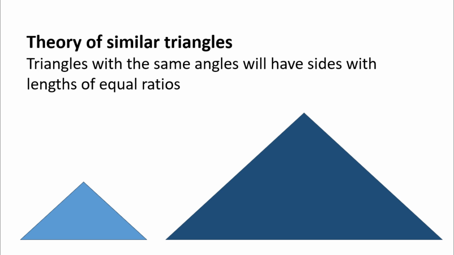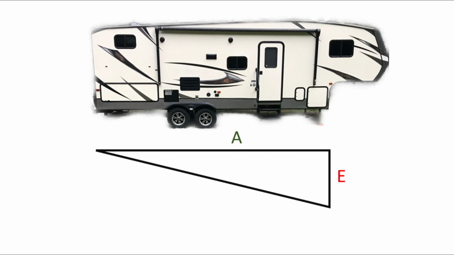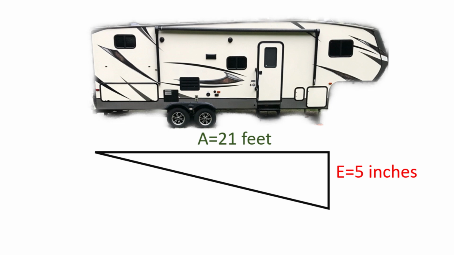Now we will use the theory of similar triangles. That theory means triangles with the same angles will have lengths of sides with equal ratios. Now let's plug our numbers in. We'll start with the big triangle since we have both lengths for it, the dimension of the camper, and the height difference from the front to back. Our camper had 21 feet for the length and 5 inches for the height difference.